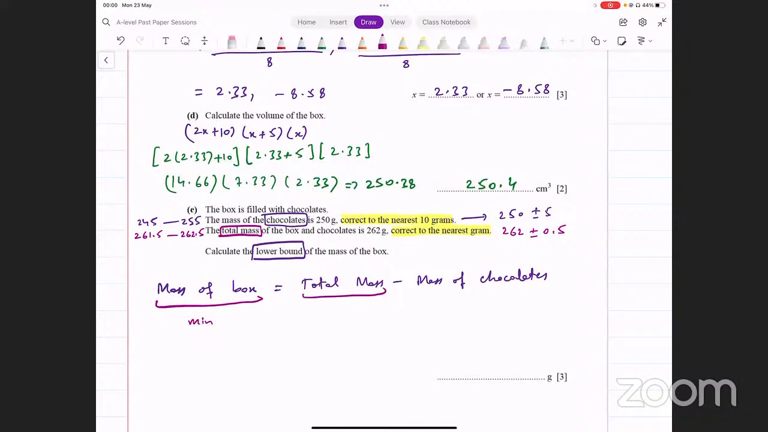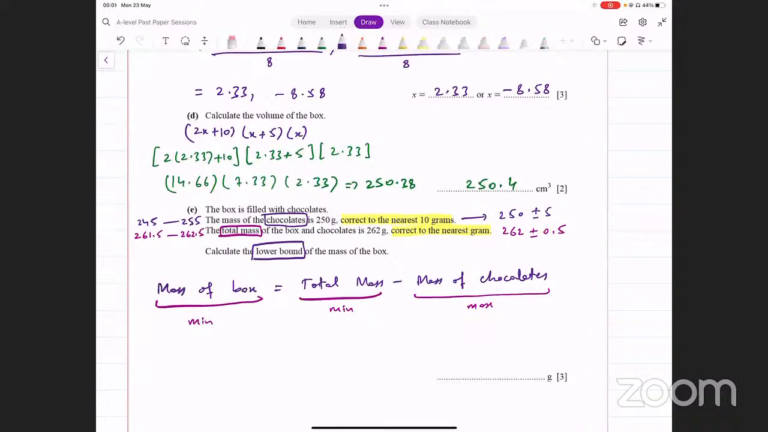आप टोटल मास में से मास ऑफ चॉकलेट सबट्रैक्ट कर रहे हैं. अगर आपको ओवरऑल जो रिजल्ट है वो मिनिमम चाहिए, you would want the total mass की minimum value and the mass of chocolates की maximum value. That is going to give you the overall minimum number.